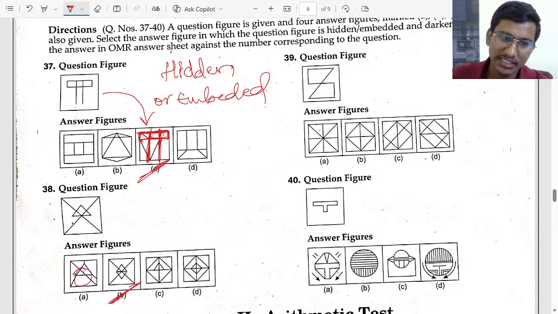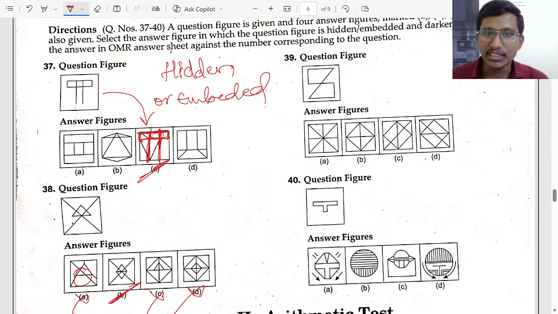So there is only one here, so not possible here. This is not a diagonal, like that is a horizontal lines, right? So in D also horizontal line, not possible. Only B is the answer here. It is hidden, right? There is this diagonal line, this one diagonal line, there is a triangle here. Okay, that is the answer, option B. 39th, tell me the answer. It is hidden in which figure?